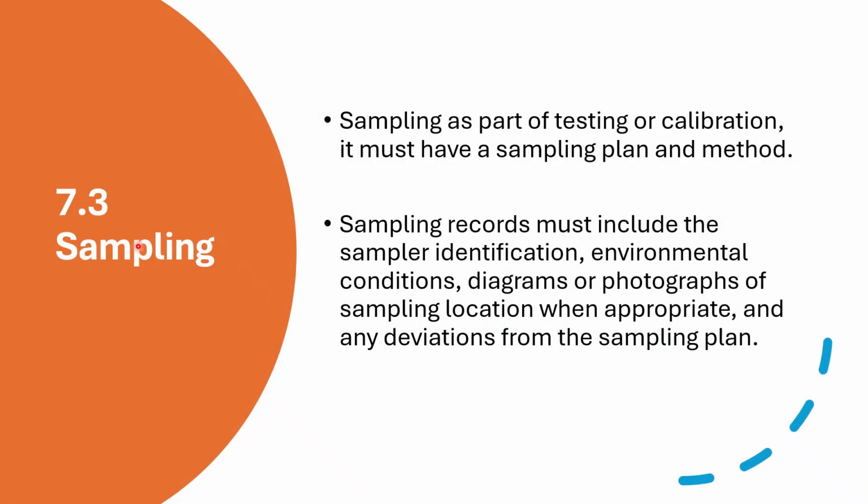Clause 7.3 talks about sampling. Now when the laboratory performs sampling as a part of testing or calibration, it must have a sampling plan and method. The plan should be based on appropriate statistical methods and address factors to be controlled. Sampling records must include the sampler identification, environmental conditions, diagrams or photographs of sampling location when appropriate, and any deviation from the sampling plan.